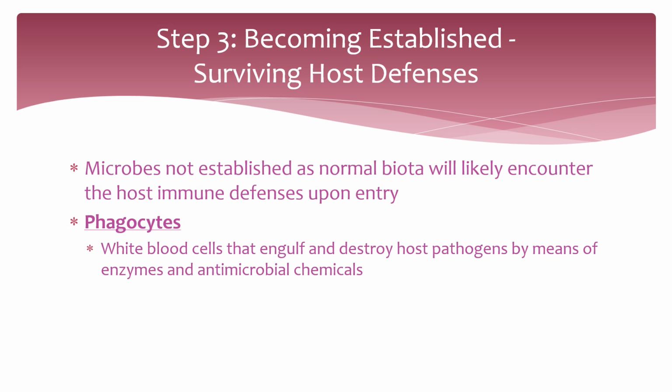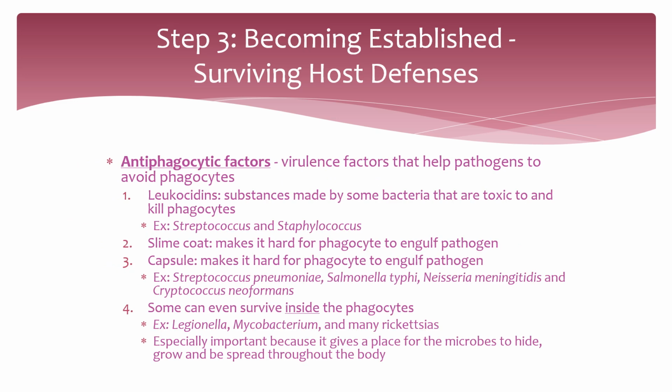So again, this is that third step. This is still that microbe, that pathogen becoming established. Now it needs to survive our defense system. Now that it's entered our system, it's become established in our system. Now it needs to survive our immune system. So how does it do that? There are a handful of ways and factors that lead microbes to surviving our immune system. They are called antiphagocytic factors.